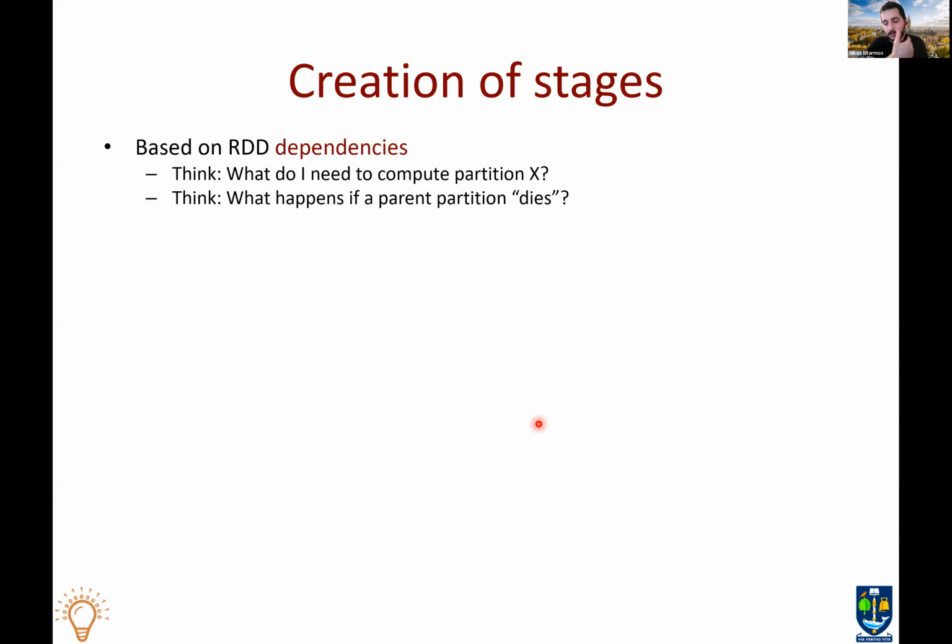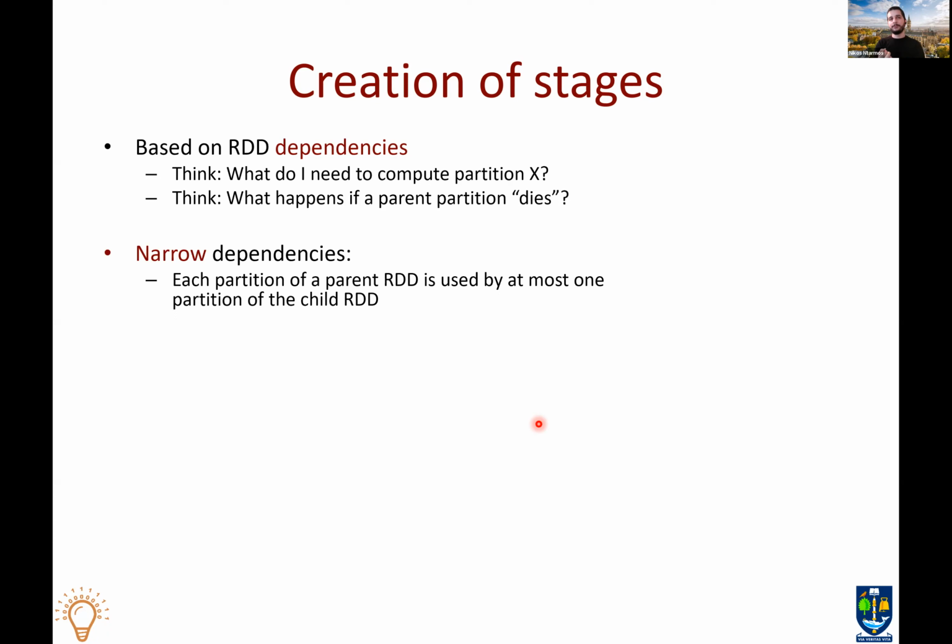So how can we think about this? If I have a child RDD, and I focus on just one partition of the child RDD, let's say that's partition X, what do I need to compute the data that would go into that partition? And the corollary of that is, if a parent partition dies, what do I need to do to recompute what I need in order to get my partition X data?